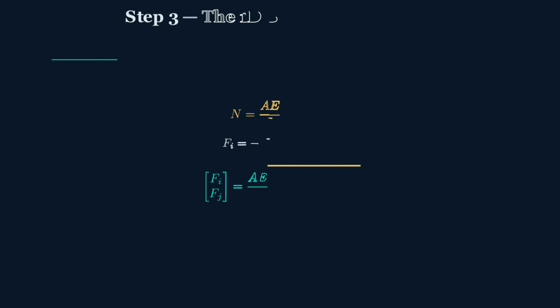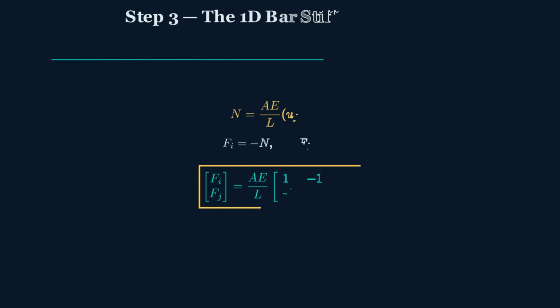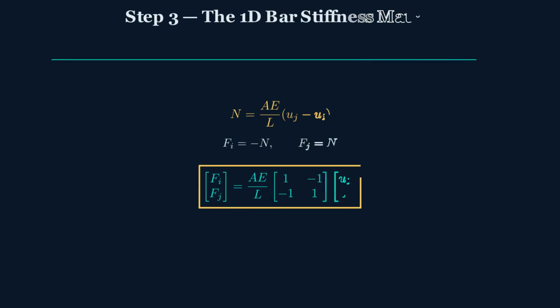The two end forces are equal and opposite. Writing the axial relation for both nodes gives the familiar 2x2 stiffness equation. This is the starting point. Our two-dimensional matrix will come from the same axial mechanics, but the member will no longer be aligned with the global x direction.